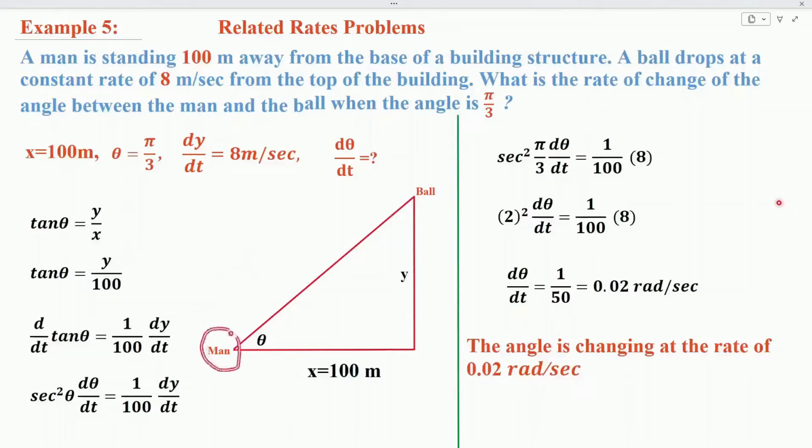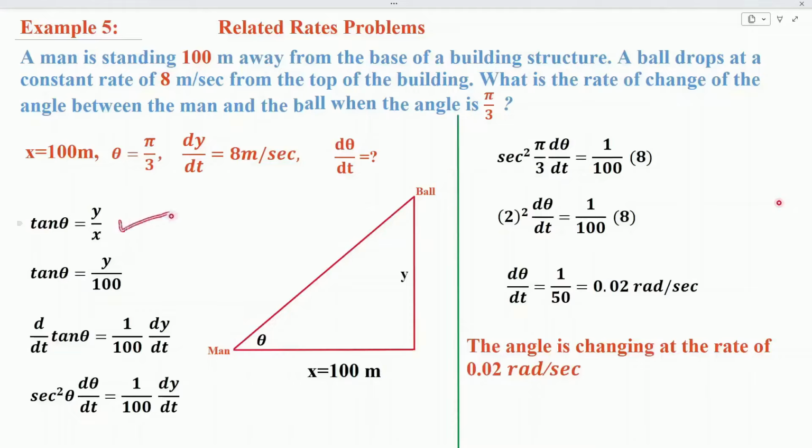In this example, we are given that a man is standing 100 meters away from a building. There is a ball at the top of this building. The angle between the man and the ball is pi by 3. The ball drops and coming down at a speed of 8 meters per second. We have to find the rate of change of angle between the man and the ball.